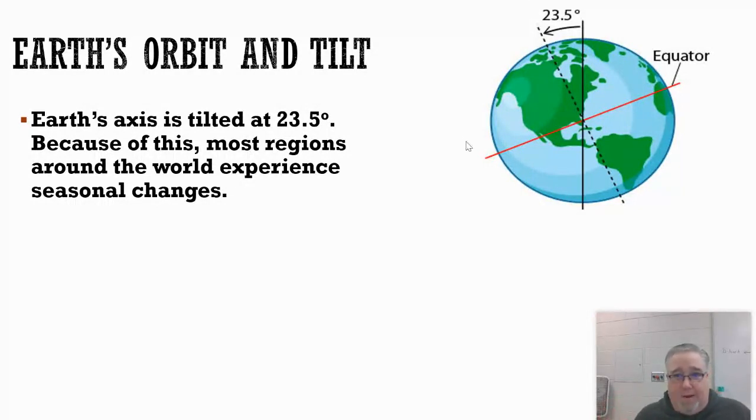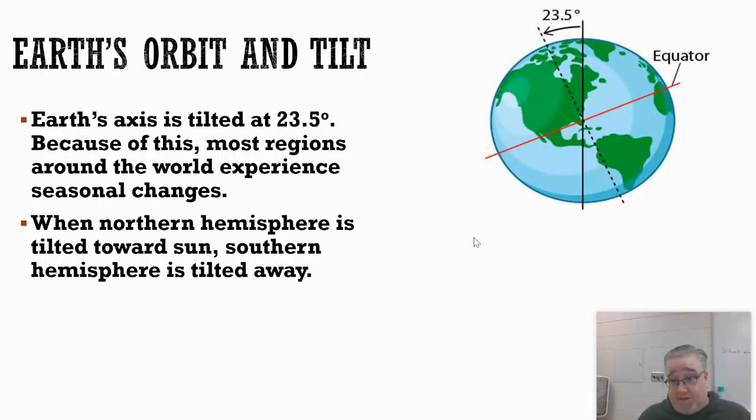So, remember, here's the equator, right? So we've got the northern hemisphere and we've got the southern hemisphere, which are north of the equator, south of the equator. So not only is the axis tilted, but that means that the equator is tilted as well. All right, so that means the northern axis sometimes faces the sun more, sometimes the southern axis faces the sun more, and that's what gives us our seasons.